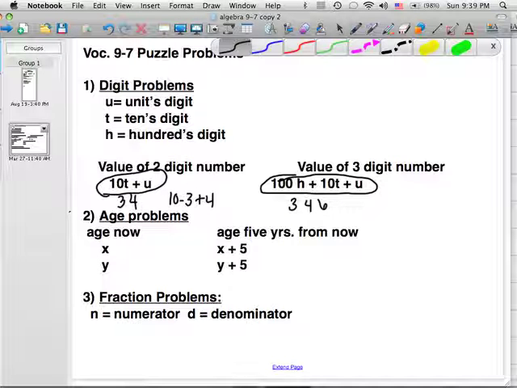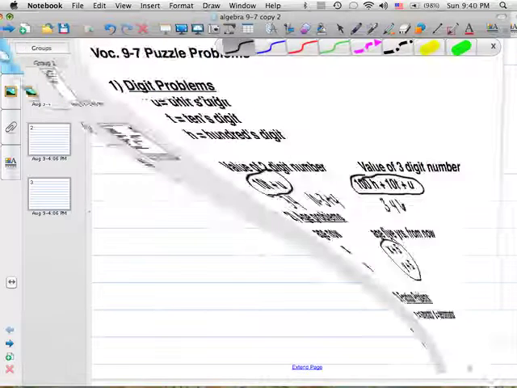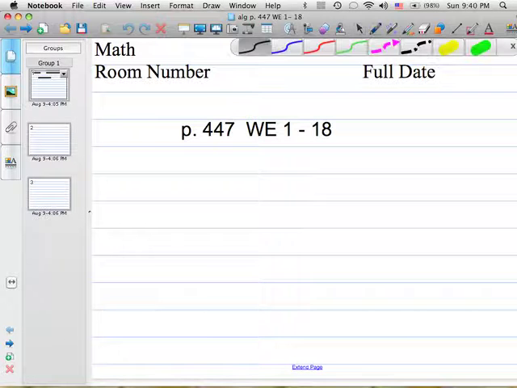We're also going to be working with age problems. Sometimes they'll be asking about the age in the future or maybe the age in the past. This is an example of the age in the future, 5 years from now. And then finally we have fraction problems, where we're going to let n stand for the numerator, d for the denominator, read carefully, and set up the problem based on what they tell us. So with that in mind, we're going to do the evens, and hopefully you'll catch on to what we're doing here. Problem number 2.